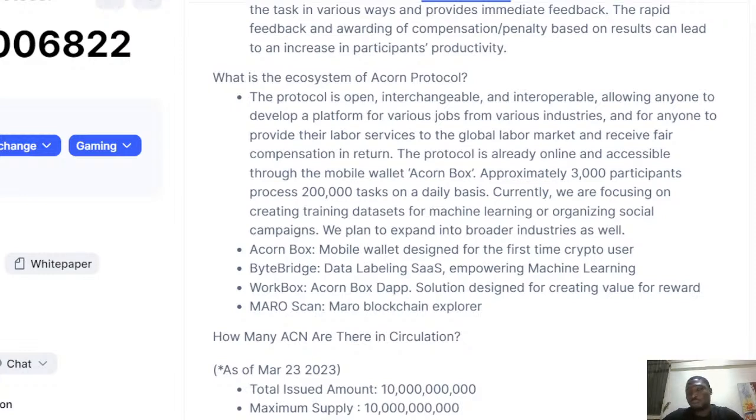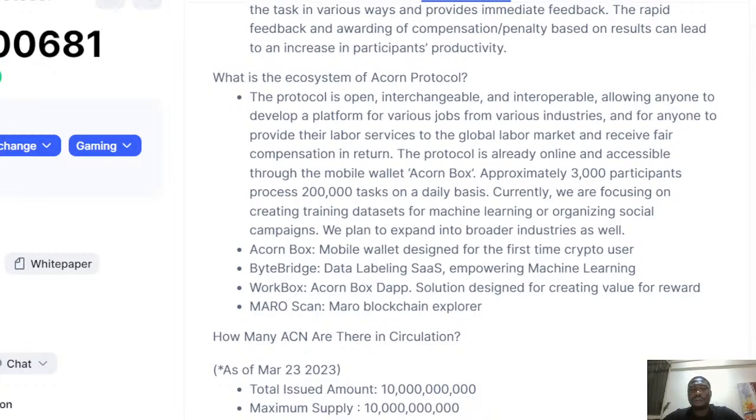Approximately 3,000 participants process 200,000 tasks on a daily basis. All these are basic fundamentals that we need to understand and take note of when looking at the market, or when trying to say this is what the market is really all about. This is how we can go about it. These are the basic information that we need to know when looking at the market.